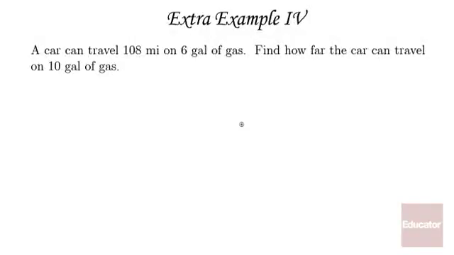A car can travel 108 miles on 6 gallons of gas. Find out how far the car can travel on 10 gallons of gas. So if you're taking a trip and you're able to fill up your car to 10 gallons of gas, and you want to find out if this is going to get you as far as you need to go. So we know that 108 miles works for 6 gallons. So let's find out for 10 gallons.